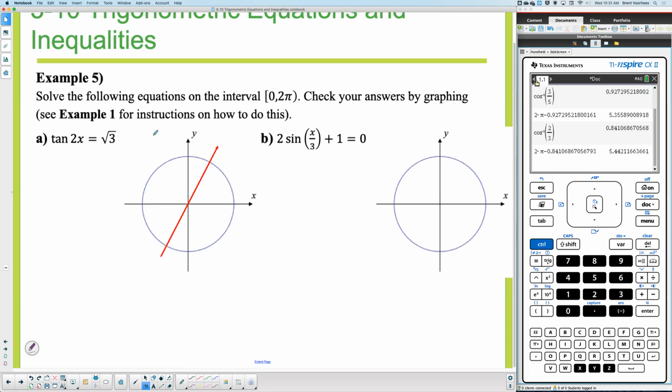Now, how would I isolate this 2x on the inside? No, I can't divide by 2. It's inside a tangent. Would you do a reciprocal tangent? No, we don't do cotangent yet. What do you do to get this 2x isolated? Inverse. So when I take an inverse, I now have tangent 2x equals tangent inverse of square root of 3.